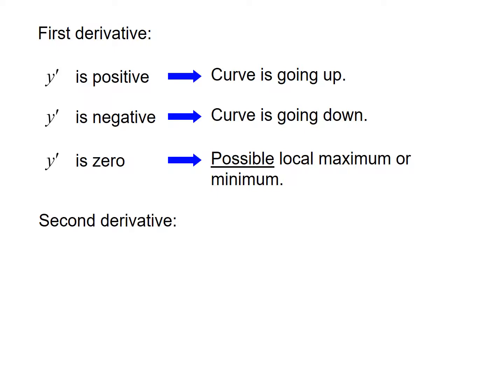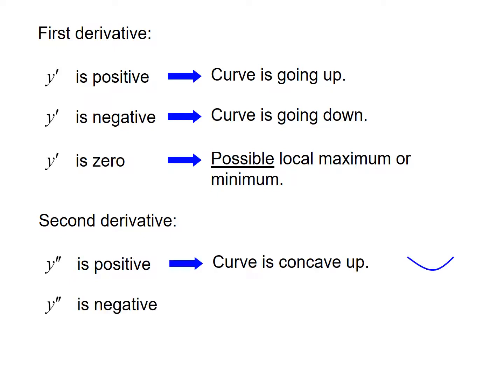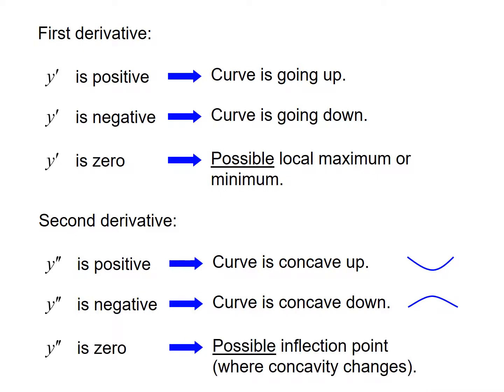We can also look at the second derivative and get some information. If the second derivative is positive, the curve is concave up. If the second derivative is negative, the curve is concave down. And if the second derivative is 0, we have a possible inflection point. An inflection point is where the concavity changes.